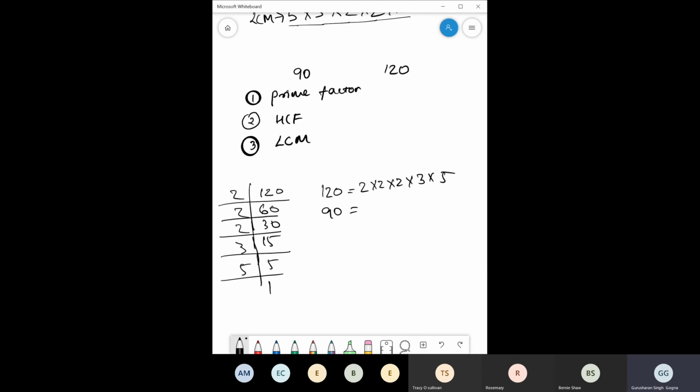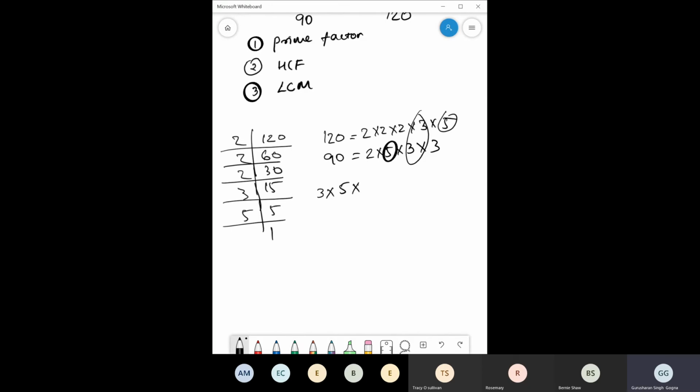And for 90 it's 2, 5, 3, 3. Okay, first you need to check what is common. So 3 is common, and 5 is common, and 2 is common. Okay, so this is your highest common factor, which is 30.